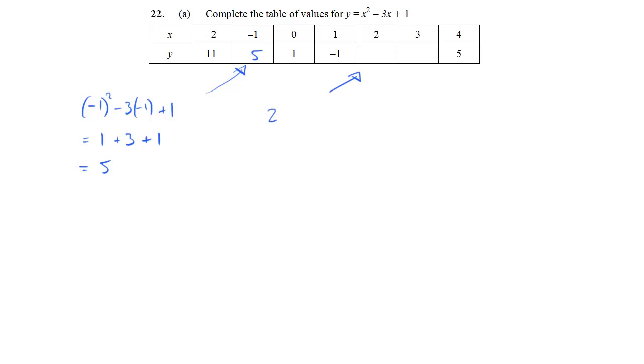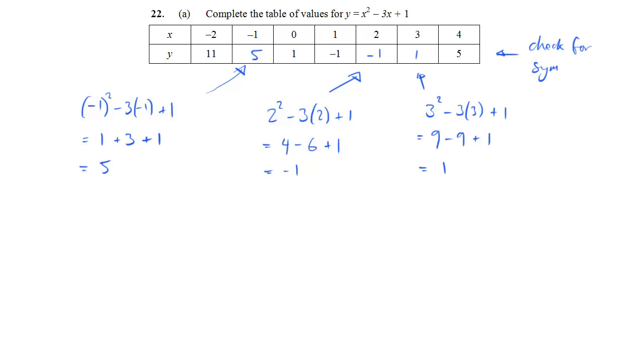Next we substitute in x equals 2, so we're going to have 2 squared, take away 3 lots of 2 plus 1, which is 4 minus 6 plus 1, so that's minus 2 plus 1, which is minus 1, and that goes in the table. Finally, we substitute 3, so 3 squared, take away 3 lots of 3 plus 1, and that's going to be 9, take away 9 plus 1, which is of course just 1. What we always want to do is check that there's symmetry in our table, because it's a quadratic and it should be symmetrical, and we can see the minus 1s, the 1s and the 5s spreading out from the middle. Yes, it's symmetrical, so that's a good sign, and we can carry on.